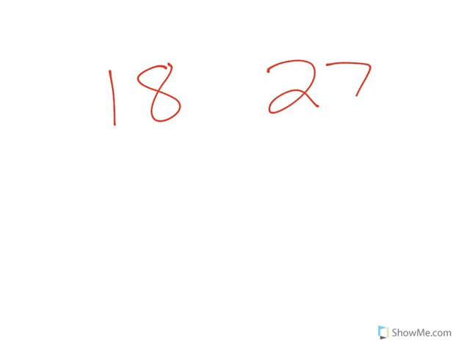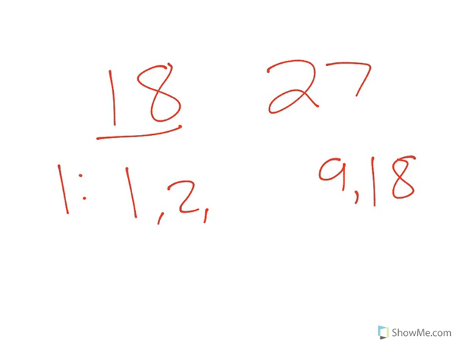I'm going to take the lower number and I'm going to do its factors. So I'm going to go 1, 18, 2, 9, 3, 6. And what I'm going to do is I'm just going to go one by one, starting with the biggest, and I'm going to see if they go into 27. Because if they go into 27, then it's a common multiple. Or, I'm sorry, common factor.